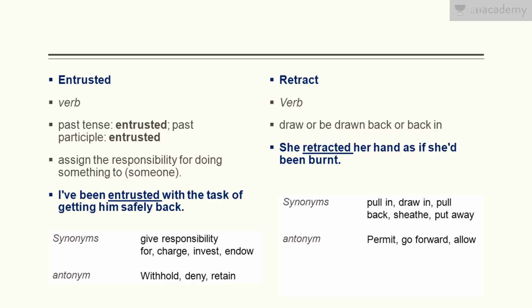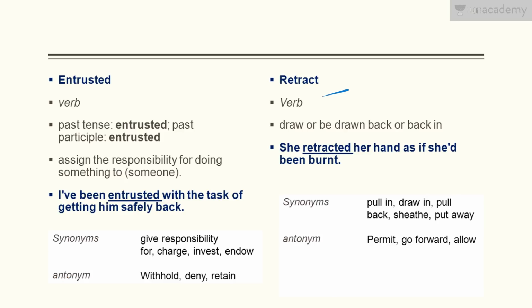Next is entrusted, which is a verb, the meaning of which is assign the responsibility for doing something to someone. In a sentence, it will be I've been entrusted with the task of getting him safely back. Synonym would be give responsibility for, charge, invest, endow. Antonym would be withhold, deny, retain.